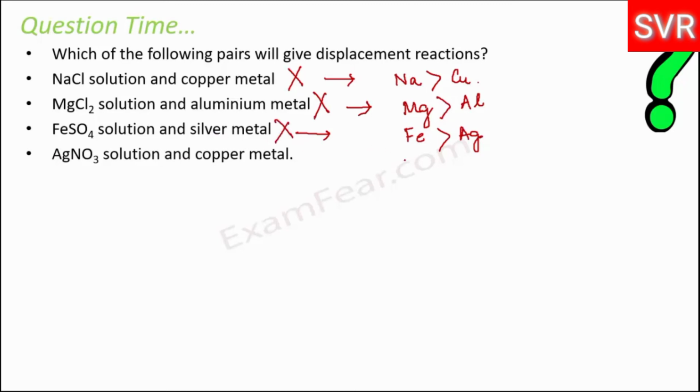Then we have silver and copper. Out of these, which is more reactive? Copper is more reactive. Therefore, copper will be able to kick out silver from its solution and take its position. So displacement will take place here. Copper will form a nitrate and silver will be kicked out of the solution. Right? Now, you may ask, how did I know who is more reactive than whom? Based on the reactivity series, which we discussed at the beginning of this lesson.